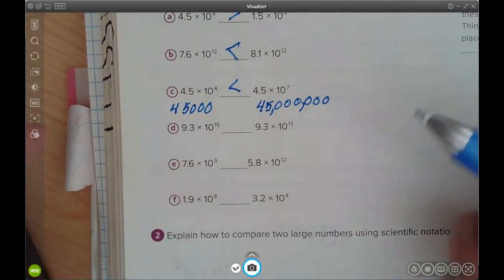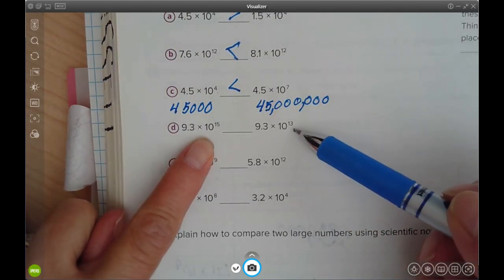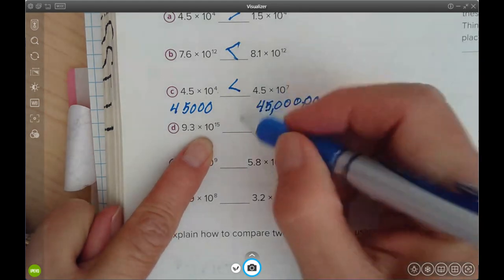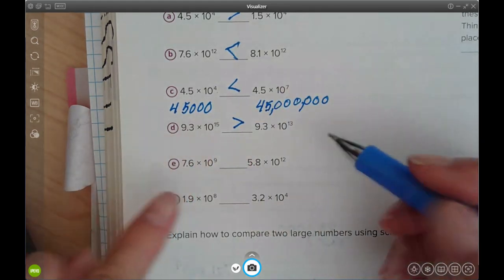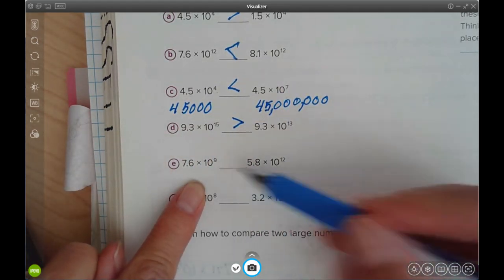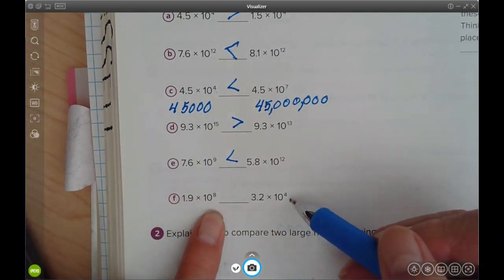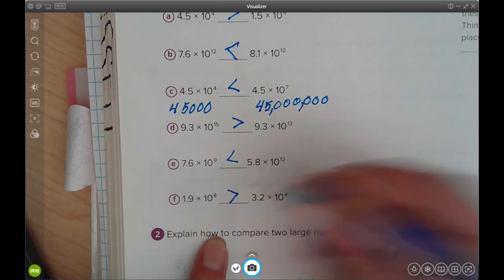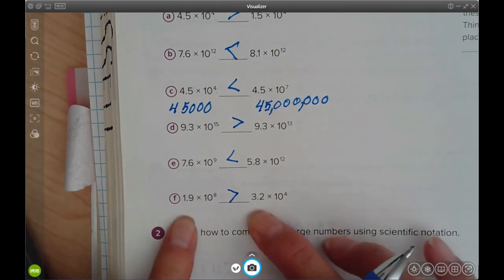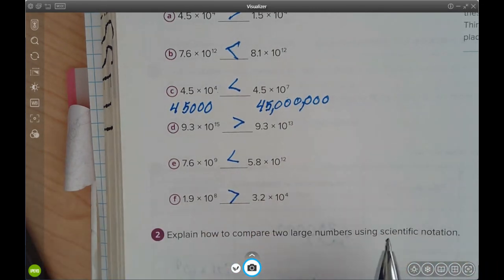When the exponents are not the same, it's really easy. Whatever the exponent's smaller, you point at that one. The 9 has the smaller exponent, so it's the smaller number. The 4 is the smaller exponent, so it's the smaller number. The numbers in the front don't even matter.